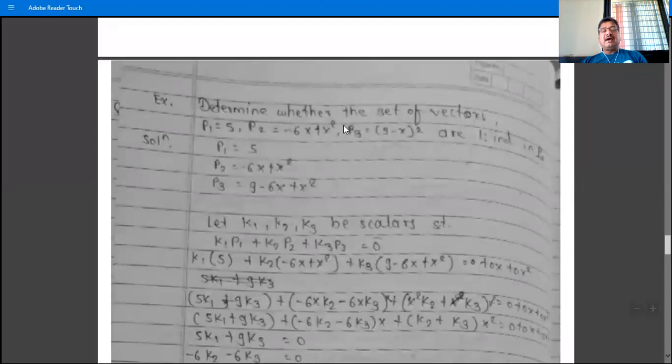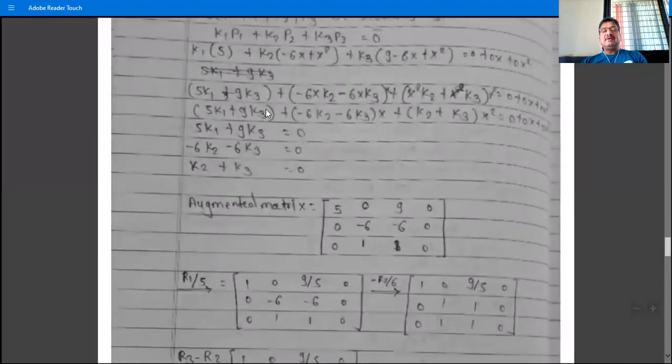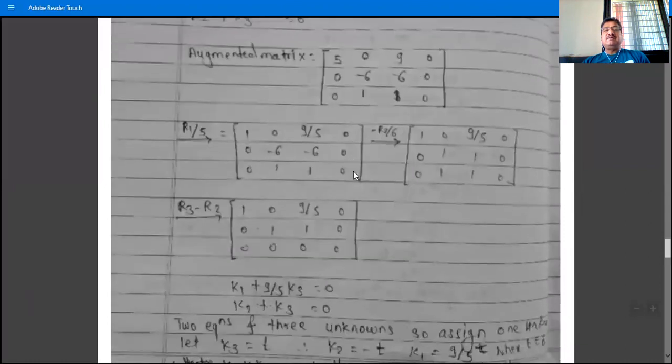And we know that this system is homogeneous. So in this case, the rank of A and rank of AB are both always the same, because a homogeneous system is always consistent.